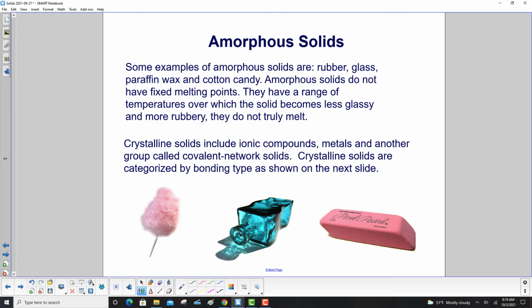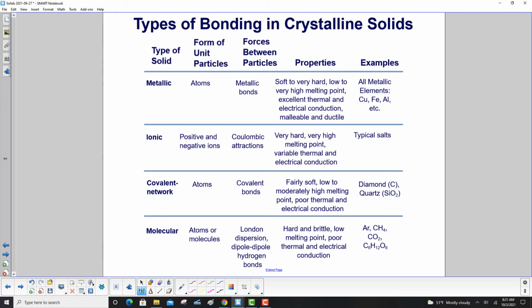Crystalline solids include ionic compounds, metals, and other groups called covalent network solids. Crystalline solids are categorized by bonding types as shown on the next slide. Here are the four types of crystalline solids that we'll be discussing: metallic, ionic, covalent network, and then molecular. The first column shows what form the unit particles take. So here we have atoms, positive and negative ions, atoms again, and finally atoms or molecules.